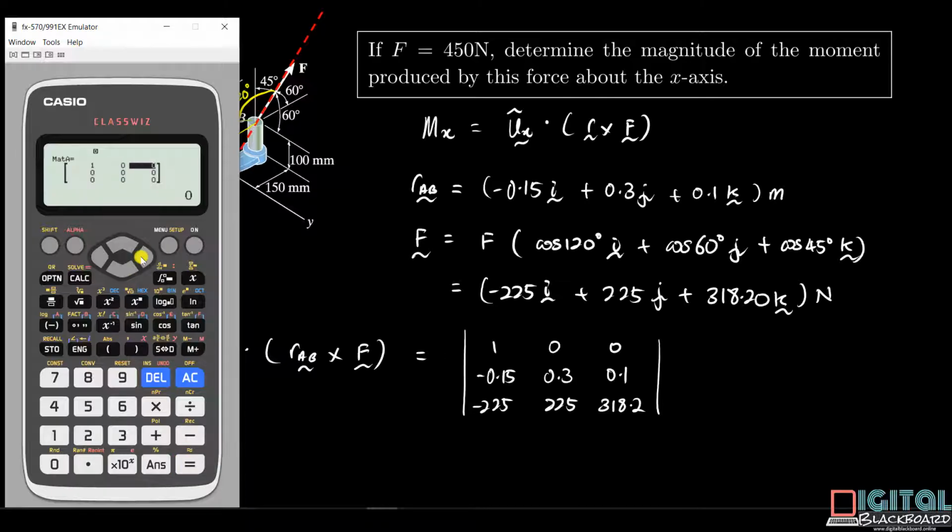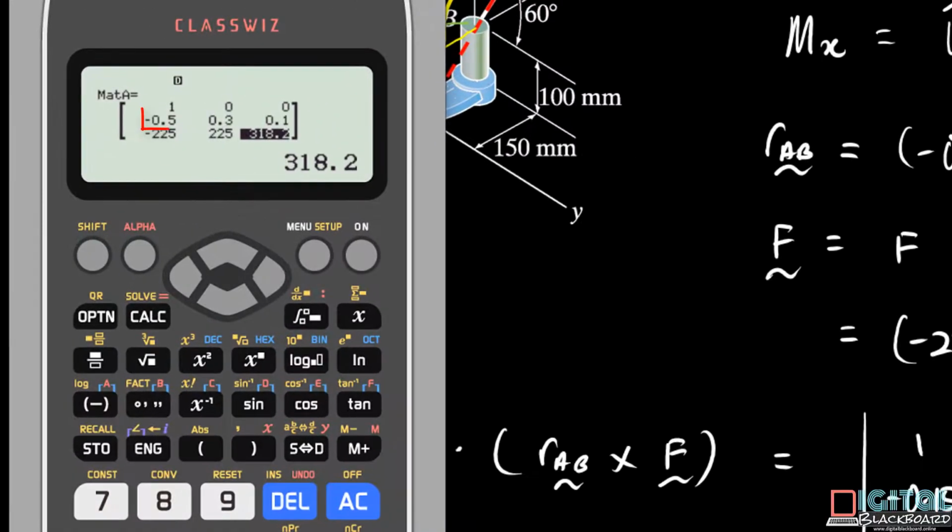This element is 0. Then we move down: minus 0.15, 0.3, 0.1, minus 225, 318.2. Notice that I made a mistake here when I entered minus 0.5. It is supposed to be minus 0.15, but this will not have an impact on the final answer because of the 2 zeros in the top row, as I will show you in a moment.